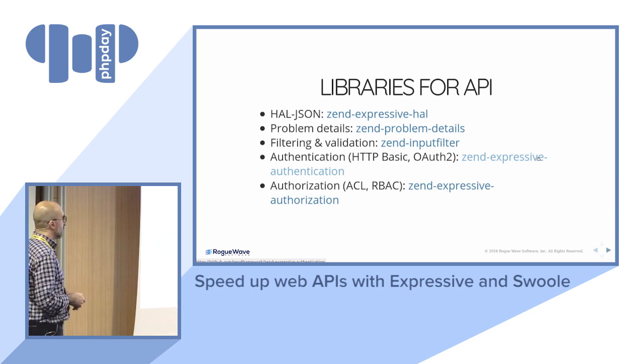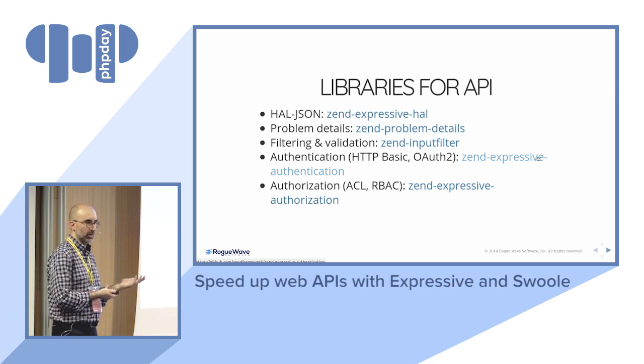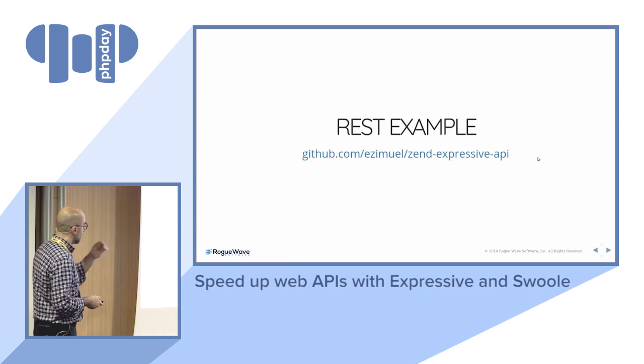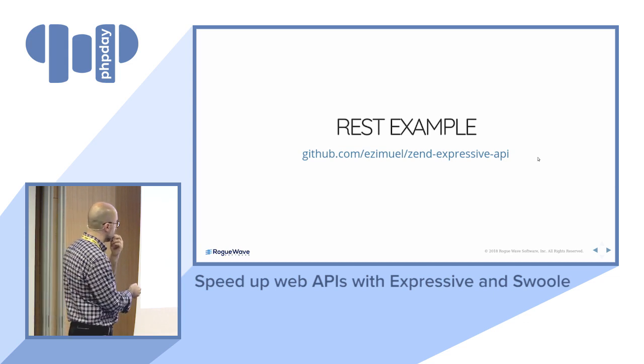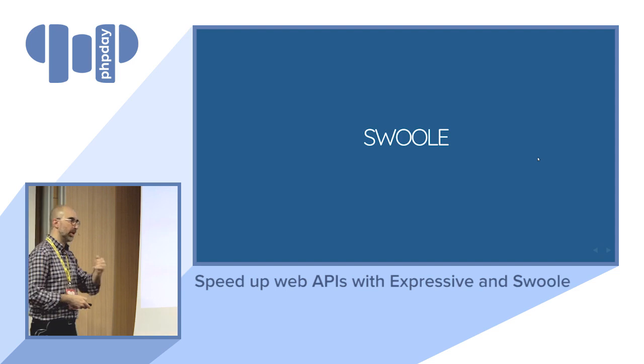We also provide authorization. We implemented ACL and RBAC, two systems for authorization. Okay. If you are interested, I have this example, a completely RESTful application written in Expressive. This is the repository. You can check it out if you are interested. Okay, let's jump to the other topics.